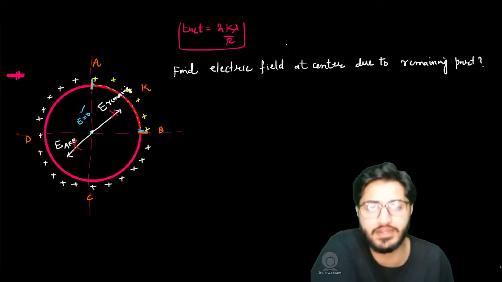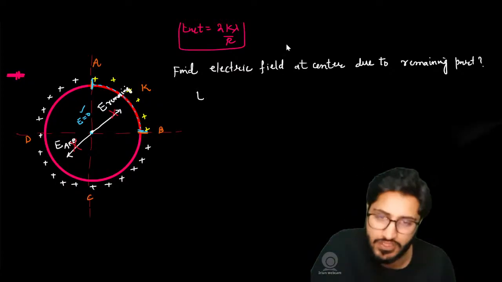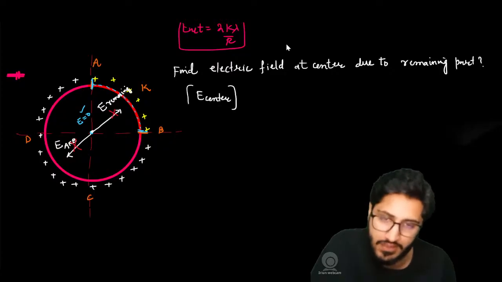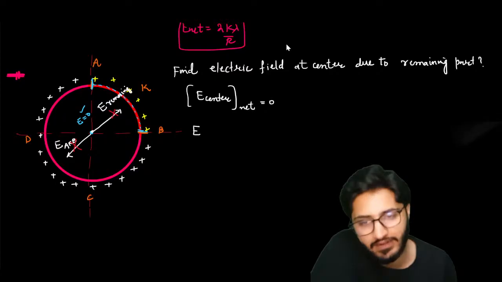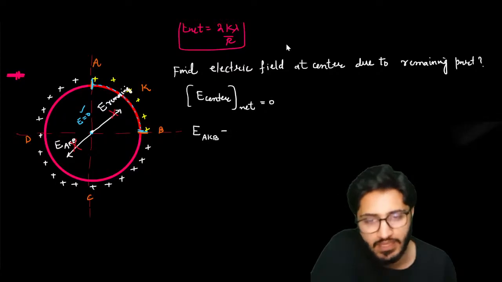How can we get it now? Look, can I write, first of all, E at center due to net, it will be 0. So can I divide it? Yes, I will divide it: electric field due to AKB plus electric field due to remaining portion.